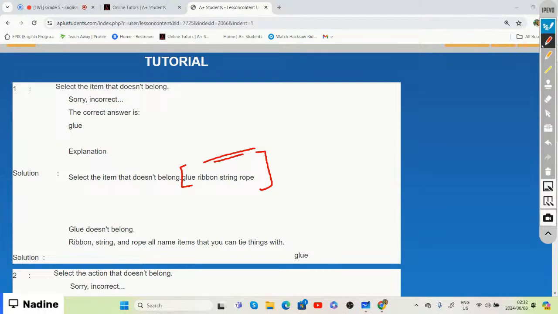All right. So if we were to select at least one of the items that doesn't belong, like if it's categorized under directions, then it should be the four compass points. If there's one missing, then it is not complete. But now we need to remove one of these words that does not belong. We have glue, ribbon, string, rope. Which one doesn't belong?